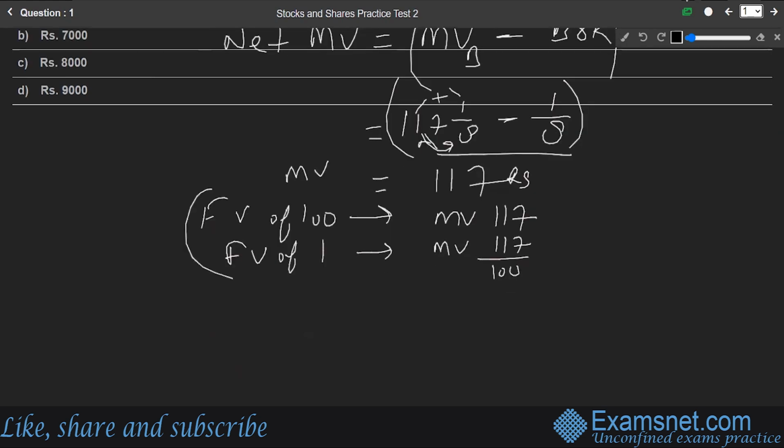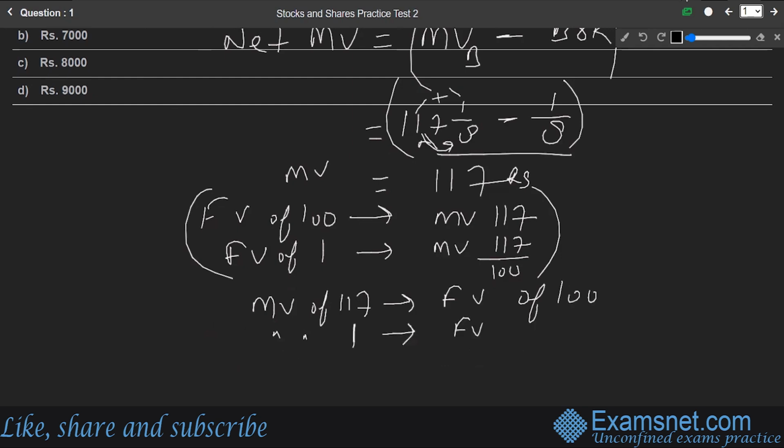Or we could have done it the reverse way also. What if we try the reverse way to understand? A market value of 117 will cost a face value of 100 rupees. We are doing it the reverse way. A market value of 1 rupee will cost a face value of obviously 100 by 117, the simple unitary method.